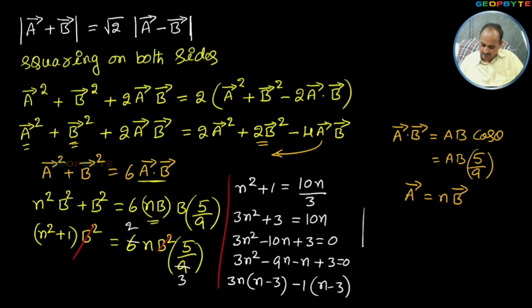From this I can write that 3n minus 1 into n minus 3 is equal to 0. Then I can say that n minus 3 equals 0, so n equals 3.